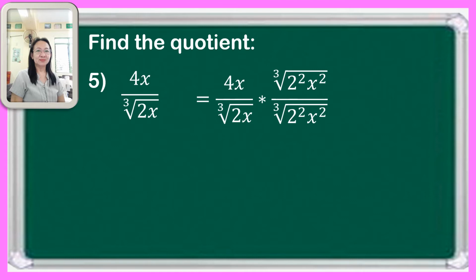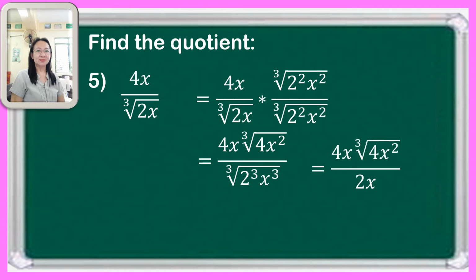So multiplying the numerators, 4x times the cube root of 2 squared x squared will give us 4x cube root of 4x squared. And the product of the denominators, cube root of 2x times cube root of 2 squared x squared, is cube root of 2 cubed x cubed, which can be simplified to 2x. Observe that we can cancel 4x with 2x, so that the result will be 2 cube root of 4x squared. This is the simplest form of the quotient.